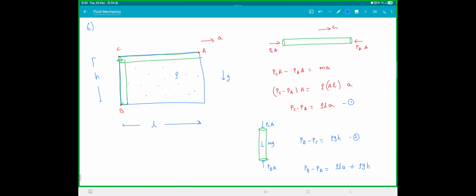So when you're traveling horizontally, vertical will not matter. When you're traveling vertically, horizontal won't matter. Are you clear with this?